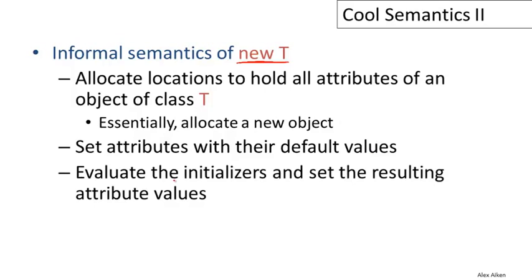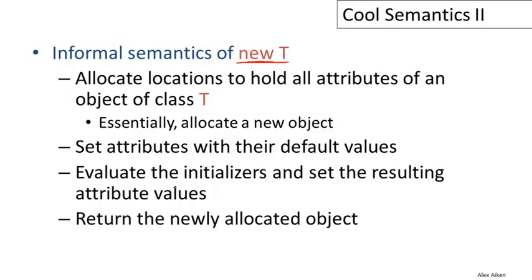And then we evaluate the initializers. Every attribute in the class declaration can have an initializing expression, and we're going to evaluate those and set the resulting attribute values. And then we return the newly allocated object. So these are the steps that are involved in setting up a new object. And as you can see, it's actually more than just allocating a little bit of memory. It's actually quite a bit of computation going on in allocating new objects in Cool.